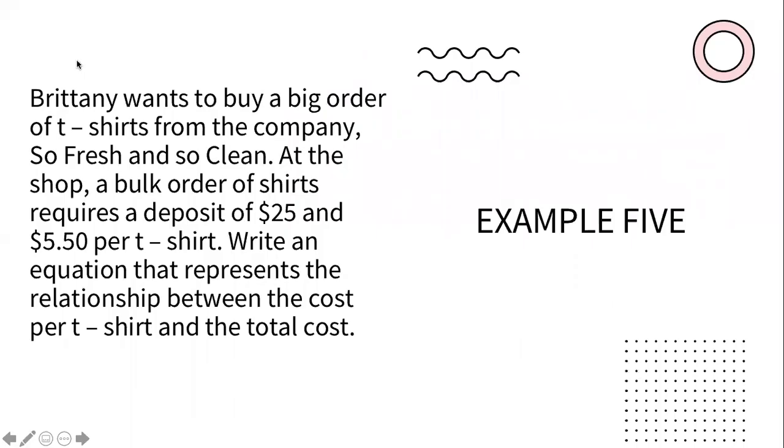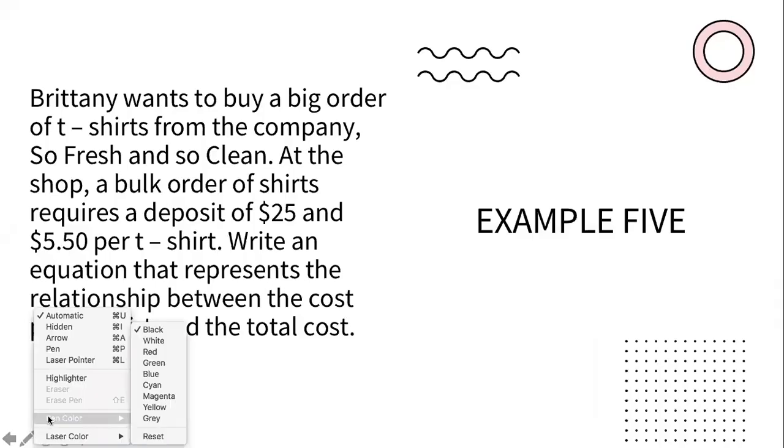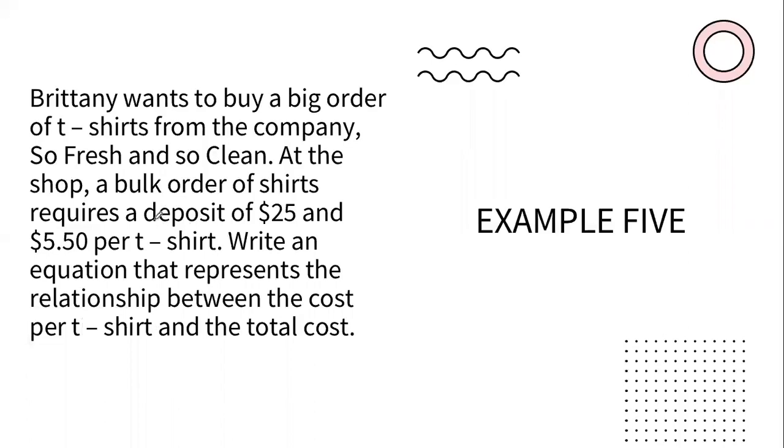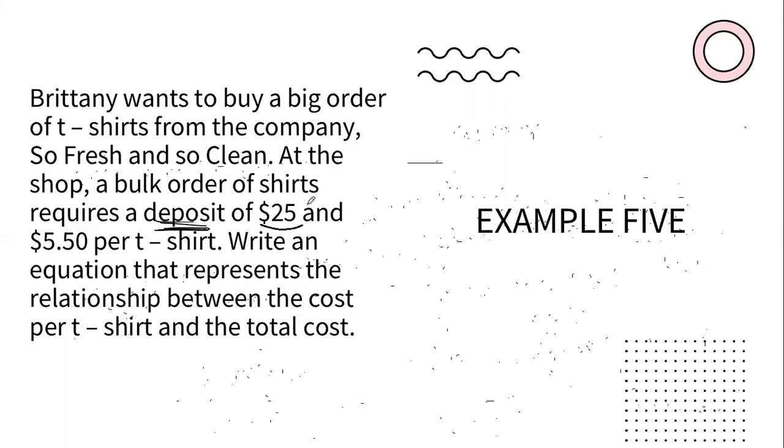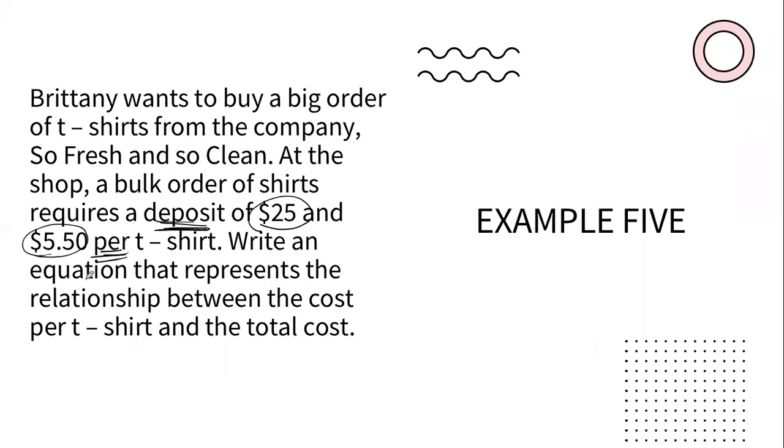All right, this is our last example, and then you're gonna do your work for the day. Brittany wants to buy a big order of t-shirts from the company, So Fresh and So Clean. At the shop, a bulk order of shirts requires a deposit of $25. That's important. Deposit of $25. And $5.50 per t-shirt. Write an equation that represents the relationship between the cost per t-shirt and the total cost. So I want to write an equation for this. So first things first is I always need to identify my slope and y-intercept. Okay, this time I want either Sophia or Noah to answer.